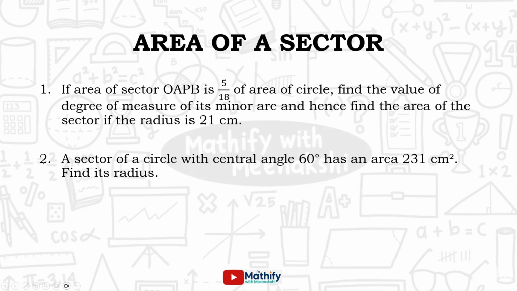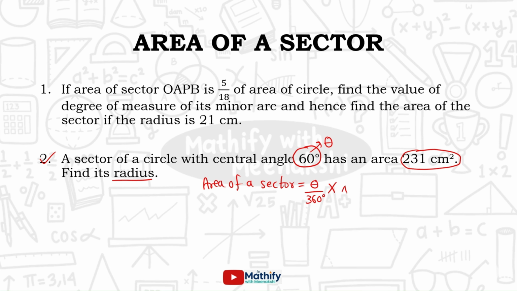Question number 2. A sector of a circle with central angle 60 degree, that means it's theta, has an area 231 centimeter square. Find its radius. So we have to find the radius. Let's use the formula. Area of a sector is equal to theta by 360 degree into pi r square. Theta is 60 by 360 into 22 by 7 into r square. Area is 231. Let's cut this.